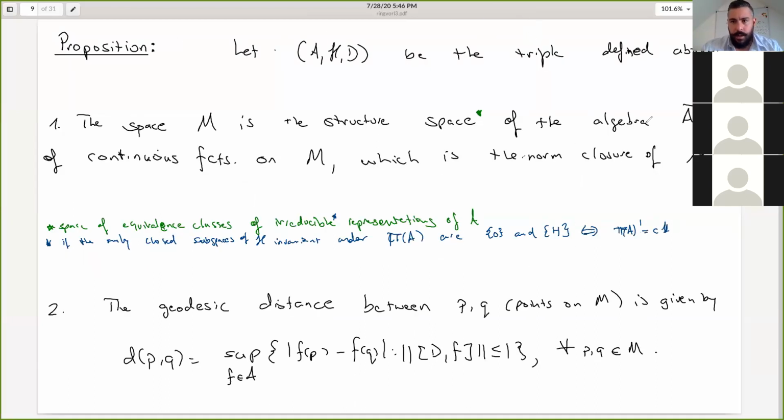I'm sorry. And now the interesting thing about this is, let this spectral triple be defined as above. Then the following statement holds.